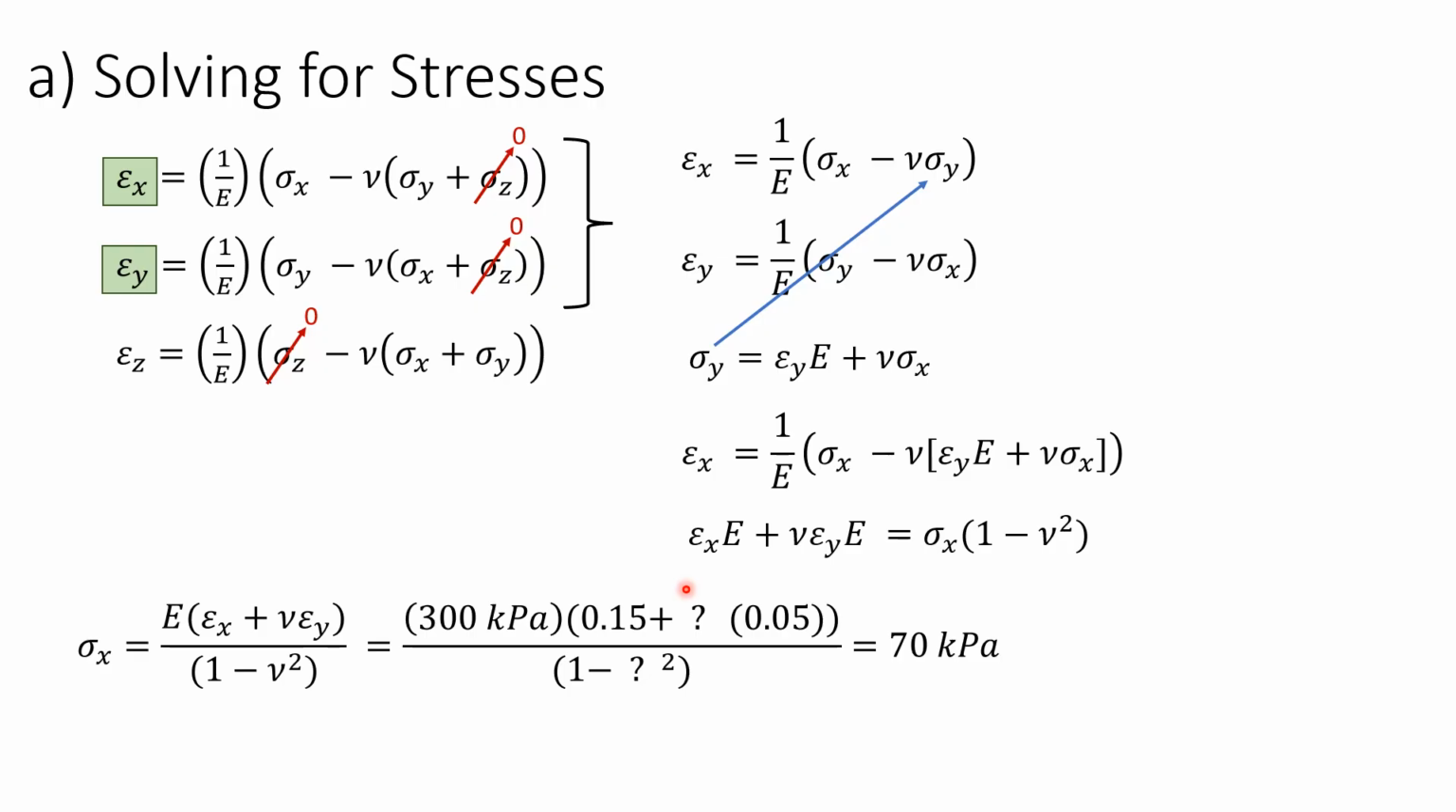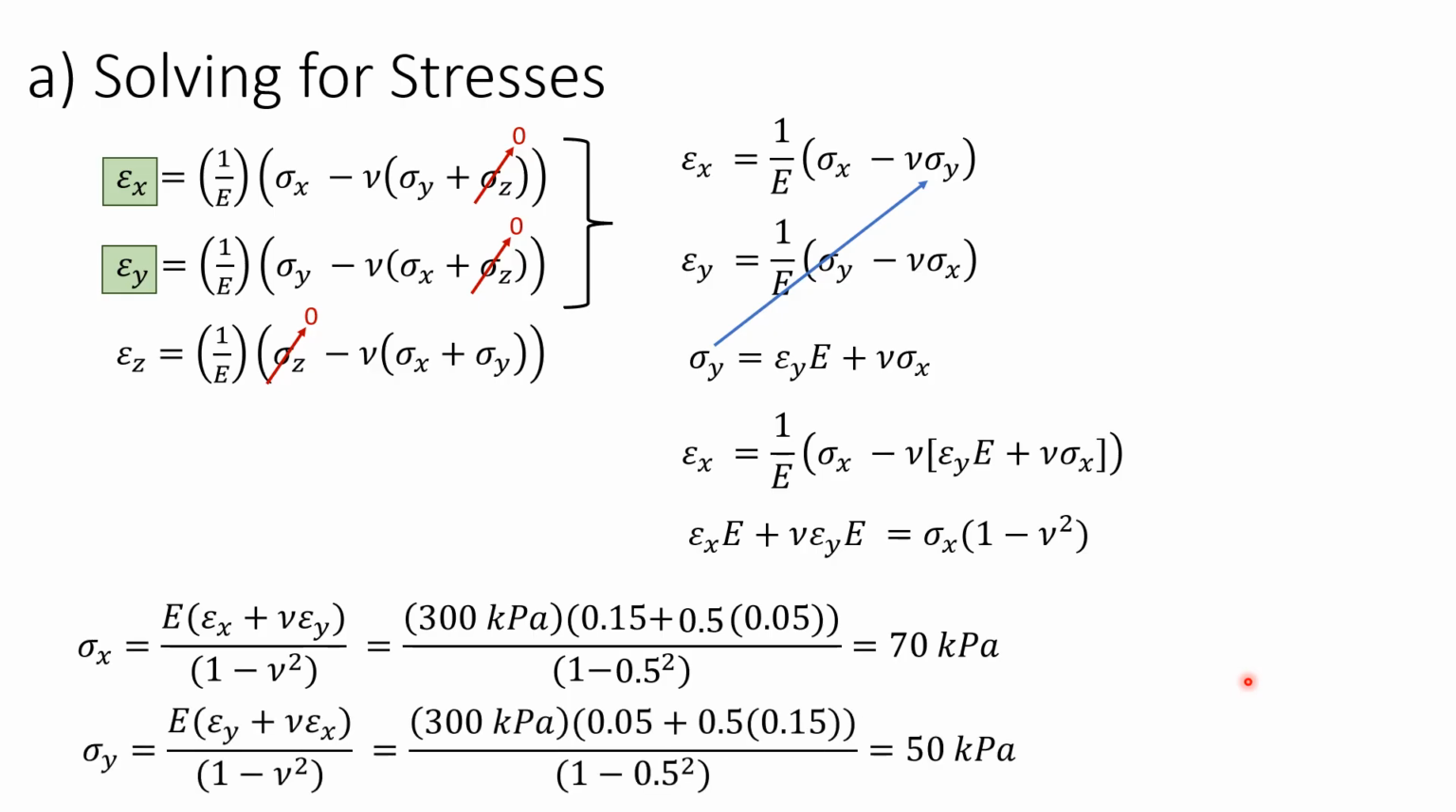Elastomers are kind of like liquid polymers that have been cross-linked to make them behave like a solid. And they also have a Poisson's ratio very close to 0.5. Finally, this gives us 70 kilopascals as the stress we need to apply in the x direction. Doing the same thing for the stress in the y direction gives us 50 kilopascals, completing part A of the question.